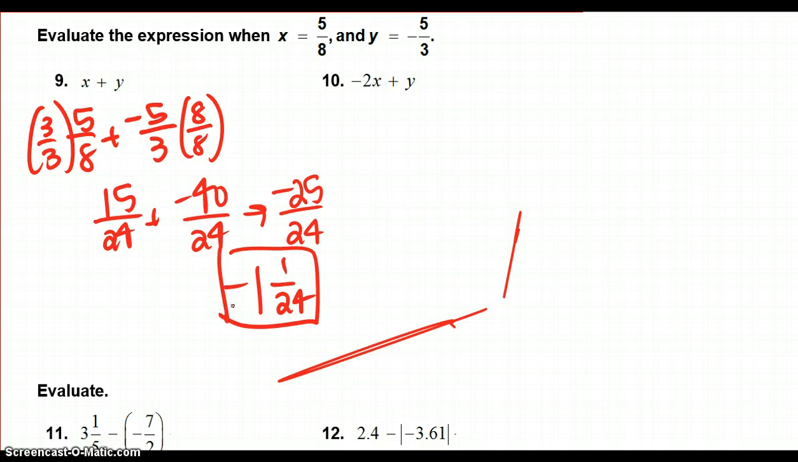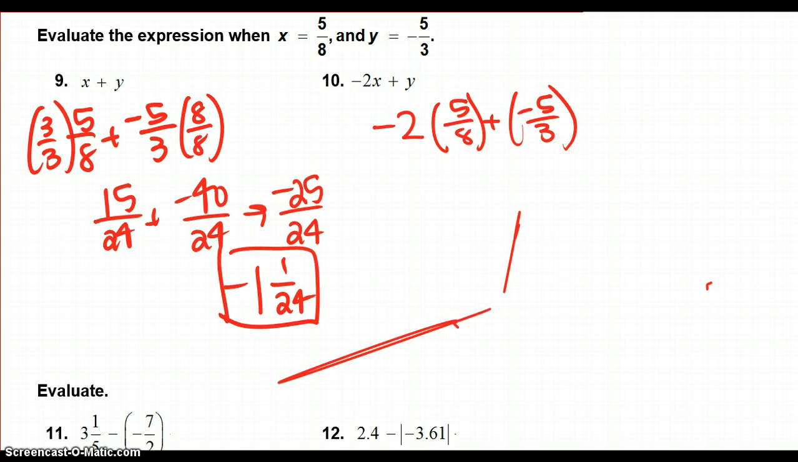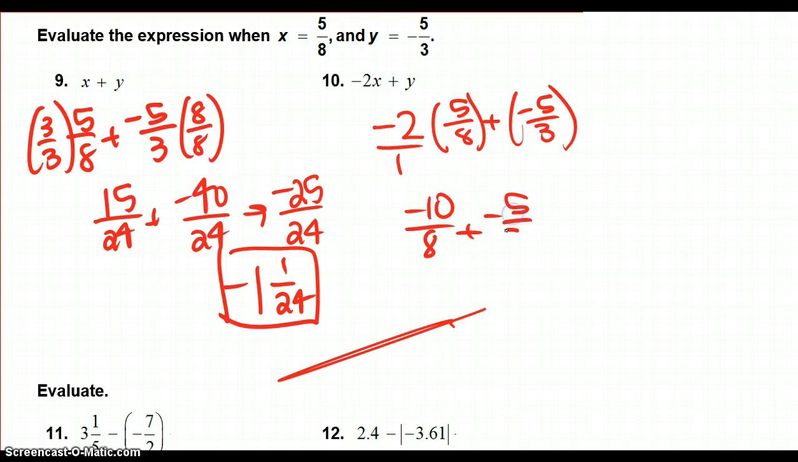Number 10, negative 2 times 5/8 plus a negative 5/3 plus y. All I did right there was plug in x for x and y for y. This is annoying me. So negative 2, remember, is the same thing as negative 2 over 1. So this is negative 10 over 8 plus negative 5 over 3.